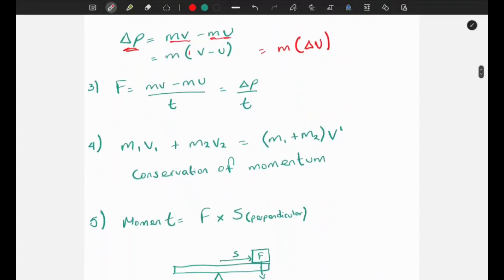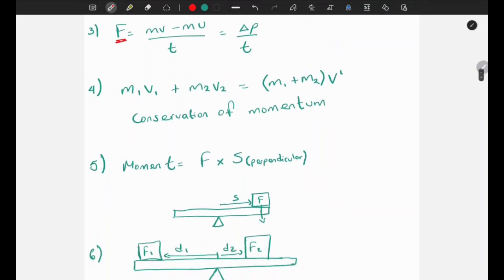The next one is for force. The other formula for force is change in momentum over time. So after we found the change in momentum using the previous formula, we divide it by time, and we get the force.